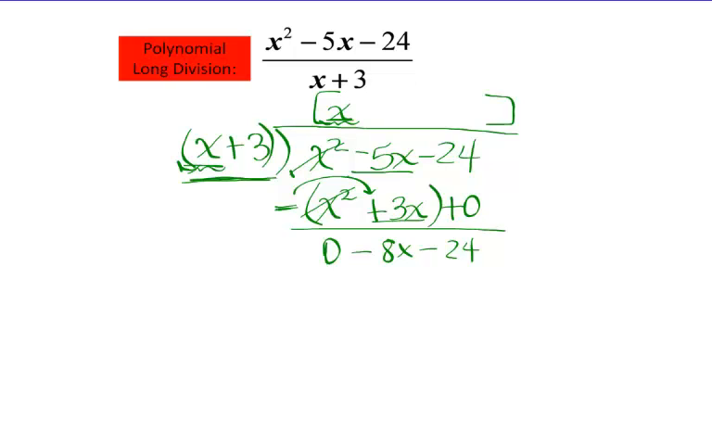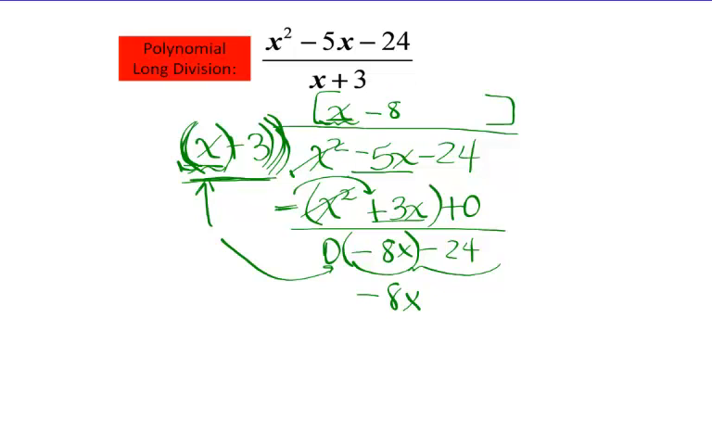Now I start the process all over again of the lead term compared to the lead term. I ask myself, what do I multiply this by to make it look like that? That's negative 8. I take negative 8 and distribute it all the way through these parentheses. Negative 8x. Negative 8 times positive 3 is negative 24. Parentheses around the result. Put a negative out front. Negative 8 plus 8 is 0. Negative 24 plus 24 is 0.